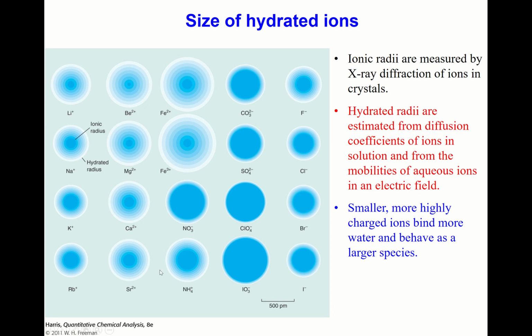And this one is a highly charged one. Let's look at this one. This beryllium ion has two positive charges, and these water molecules are more tightly bound around this beryllium ion. The same argument applies to the anion case.